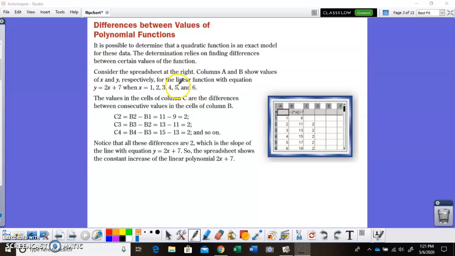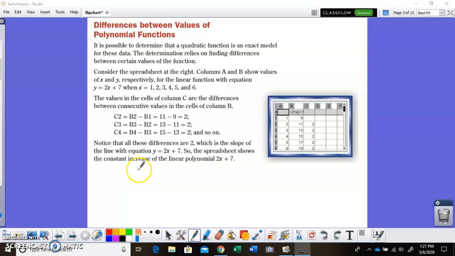It is possible to determine that a quadratic function is an exact model for the data. The determination is going to rely on finding differences between certain values of the function. So first we're going to look at the spreadsheet that's set up over here on the side, and I'm going to do it down here on the bottom as well.